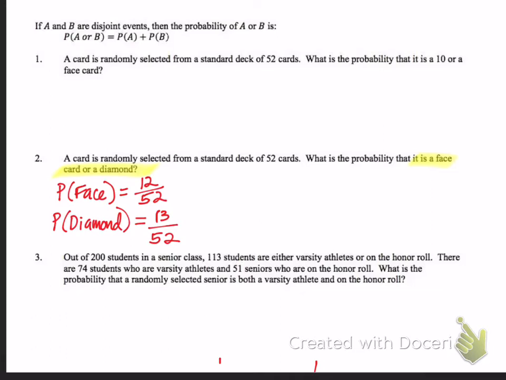And what is the probability that it is a face card and a diamond? So how many of those actually overlap? Only 3. So face and diamond. If you think about it, how many of those are face cards that are diamonds? Well, face cards are king, queen, and jack, and there's going to be 1 of each suit. So there's 12 face cards total. 3 of those would be diamonds. So that would be 3 out of 52.